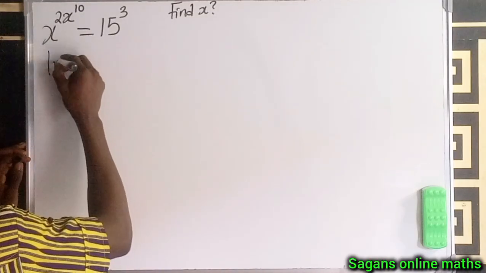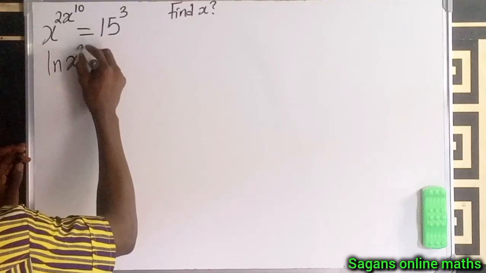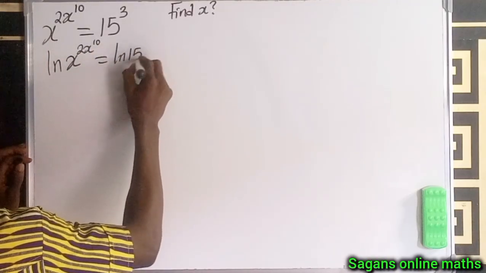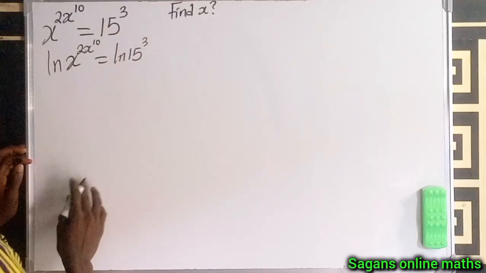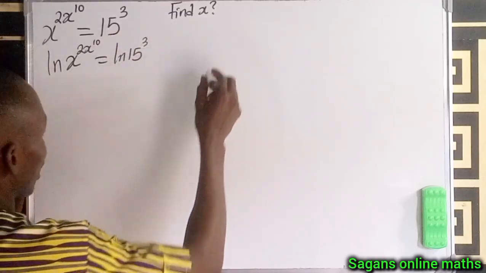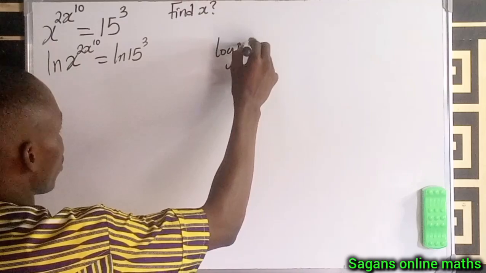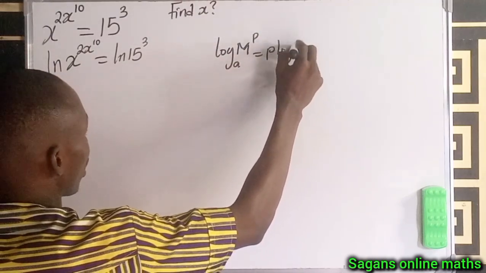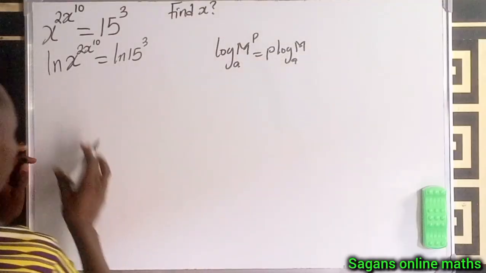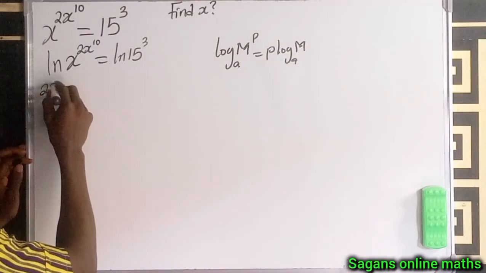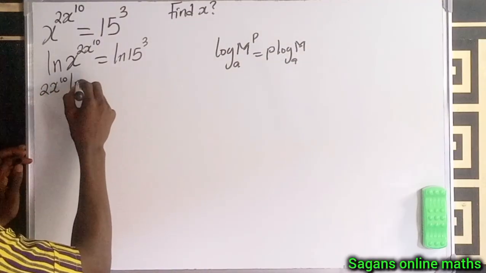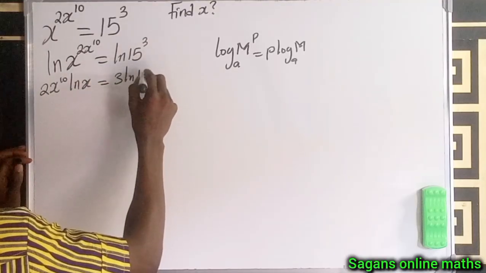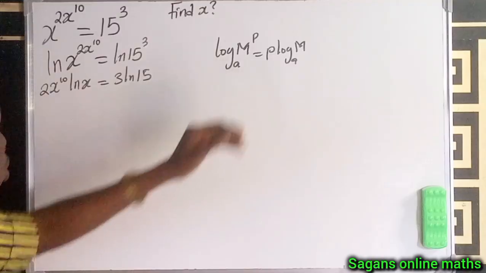Let's take the natural logarithm of both sides. We are applying natural logarithm to both sides, okay? Then ln 15 to the power of 3, right? Now let's obey one of the properties of logarithm, that the logarithm of m to the power of p base a is equal to p multiplied by log m base a, right? So this now becomes 2x to the power of 10 multiplied by ln x is equal to 3 ln 15, because we're obeying the properties of logarithm.